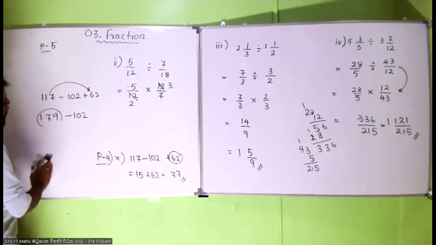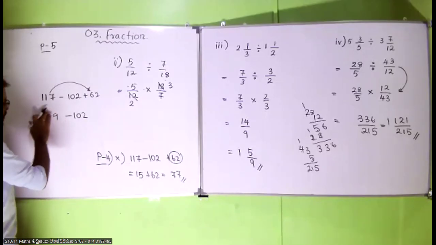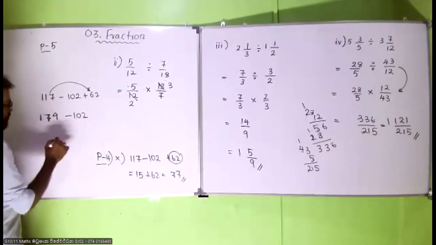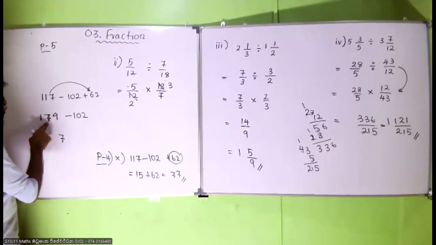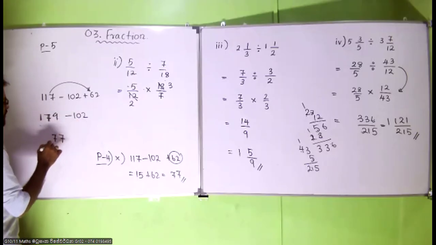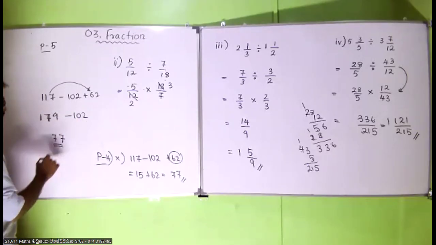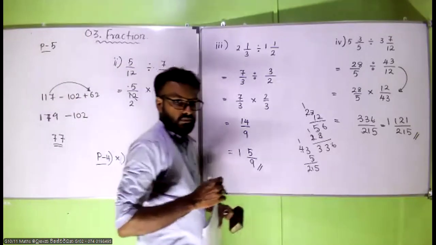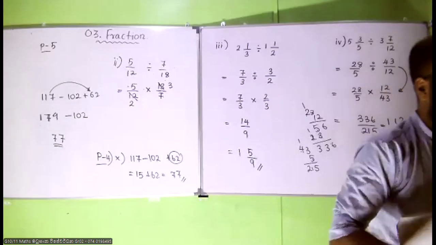What is the value? 9 minus 2, 7. 7 minus 0, 7. 77. Same thing.